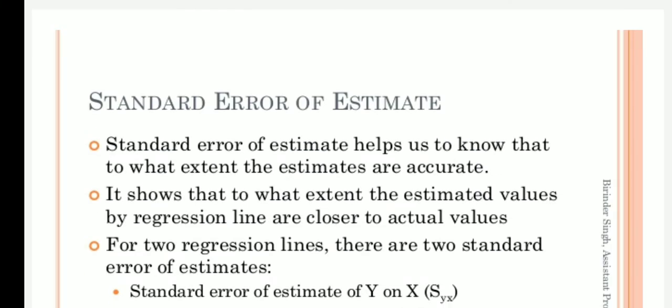Good afternoon. In the previous class, we discussed solving the regression equation, and hence finding the regression constants, beta 0 and beta 1, that is, the y-intercept and the slope coefficient. Today, let us take up the next part, that is standard error of estimate.